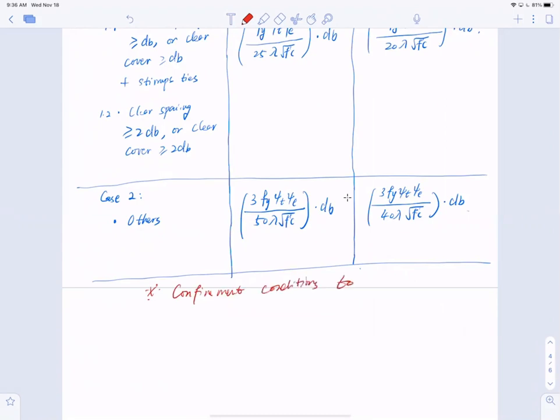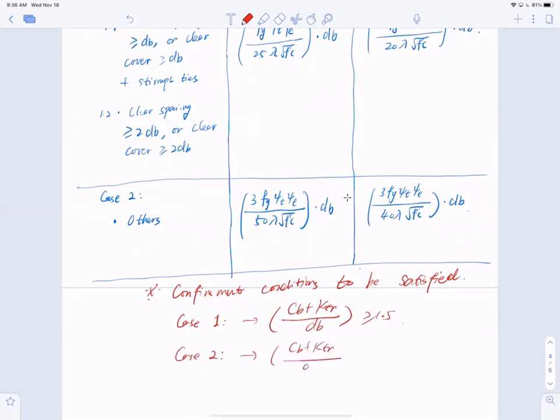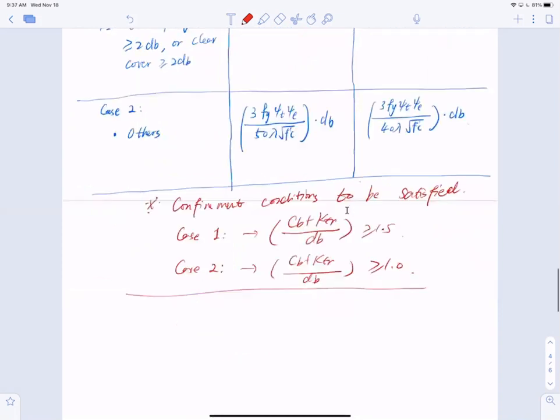To be satisfied. Meaning that if you want to use it, you have to satisfy, in case 1, that the confinement factor (Cb + Ktr) divided by db is bigger than 1.5. And for case 2, you have (Cb + Ktr) divided by db is bigger than 1.0. These two categories have to be satisfied. Now, if you don't have these criteria satisfied, you cannot use the simplified approach.